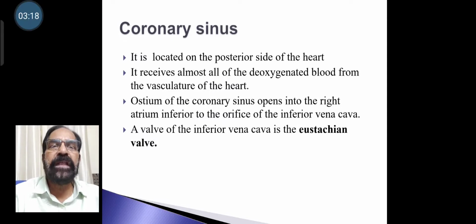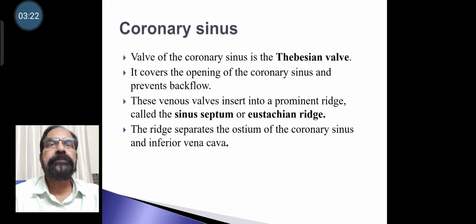The valve of the inferior vena cava is the Eustachian valve. Coronary sinus. The valve of the coronary sinus is the Thebesian valve. It covers the opening of the coronary sinus and prevents backflow. These venous valves insert into a prominent ridge called as sinus septum or Eustachian ridge. The ridge separates ostium of the coronary sinus and the inferior vena cava.